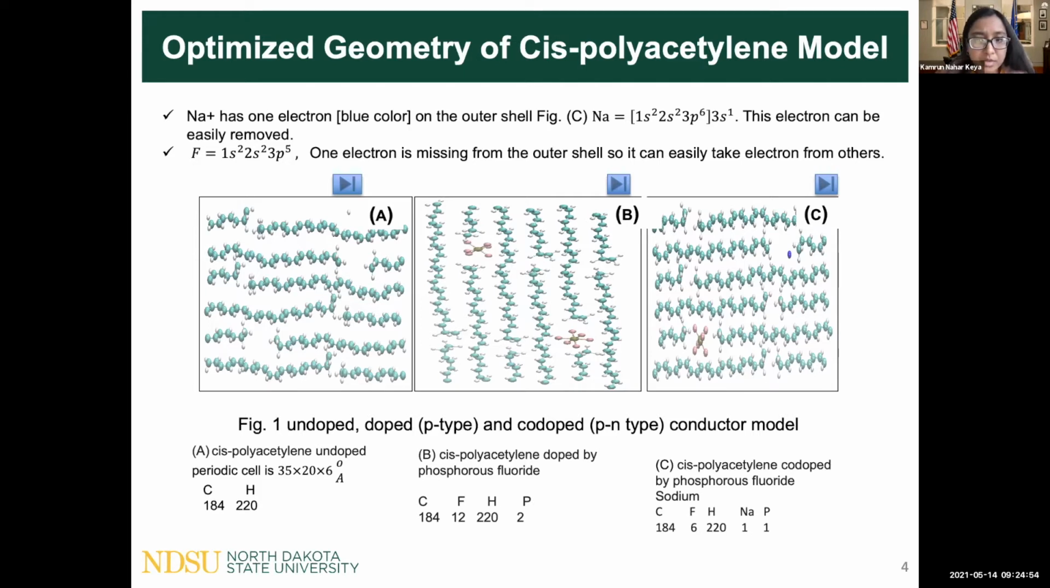So why do we use this type of dopant? Because we want to prove that using dopant, the conductivity of the material will be increased. Next slide.